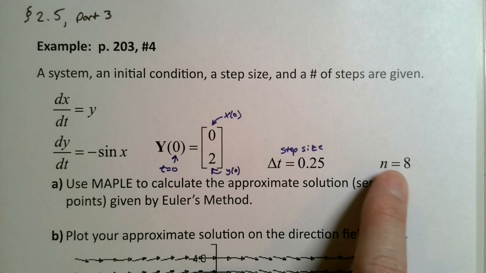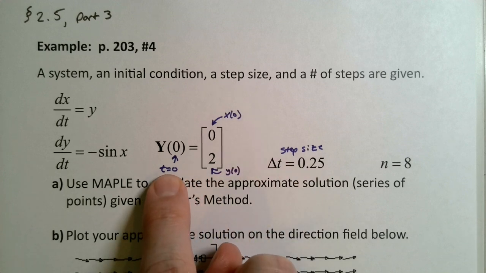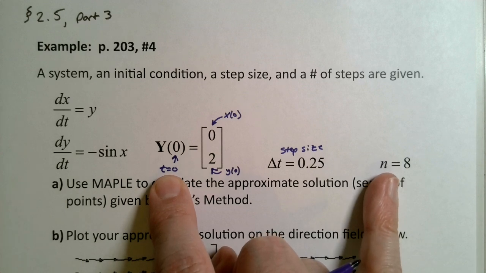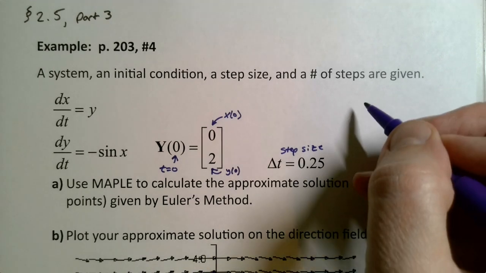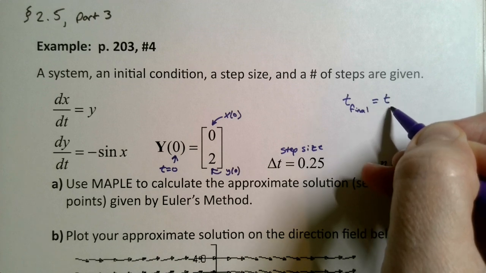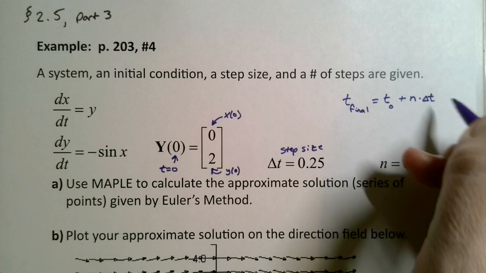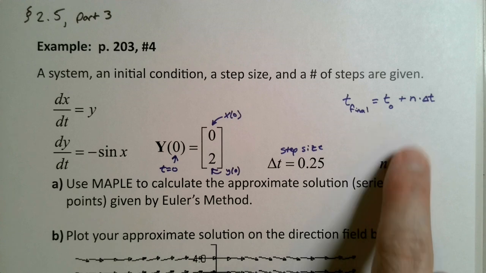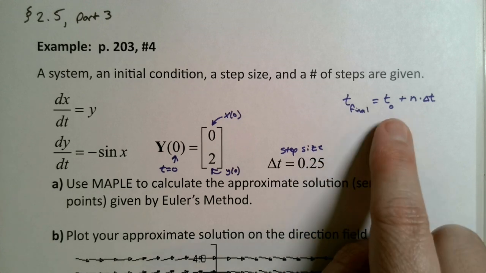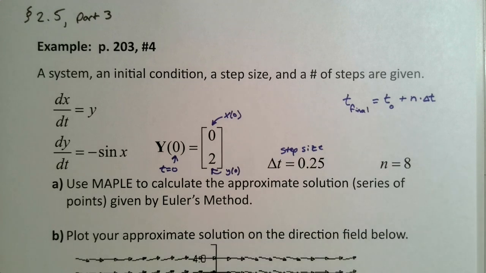But if we take 8 steps at a step size of 0.25, and we start at t equals 0, we can calculate pretty quickly how far we're going to wind up going. The way to do a quick calculation is, if we want to know what our final t value is, we can take our initial t value and then add the number of steps times the step size. So 8 steps at 0.25 for the step size. We can calculate pretty quickly that we're going to be starting at a t value of 0 and ending at a t value of 2. Right?